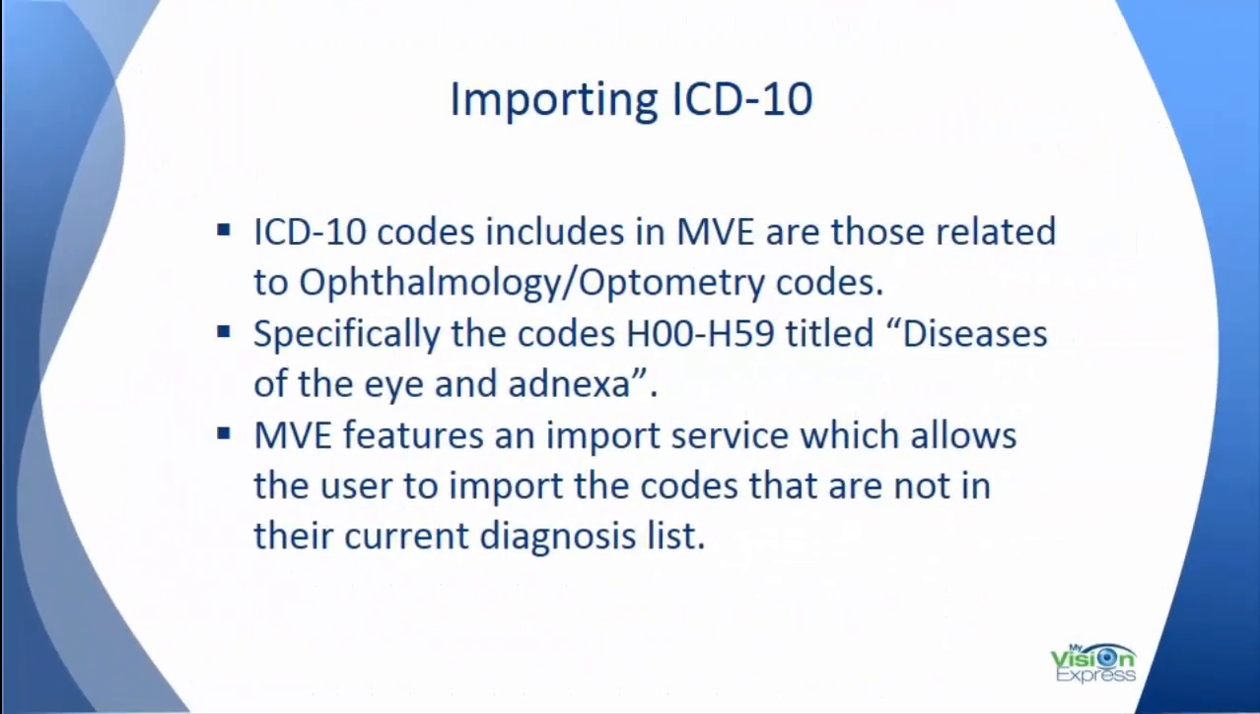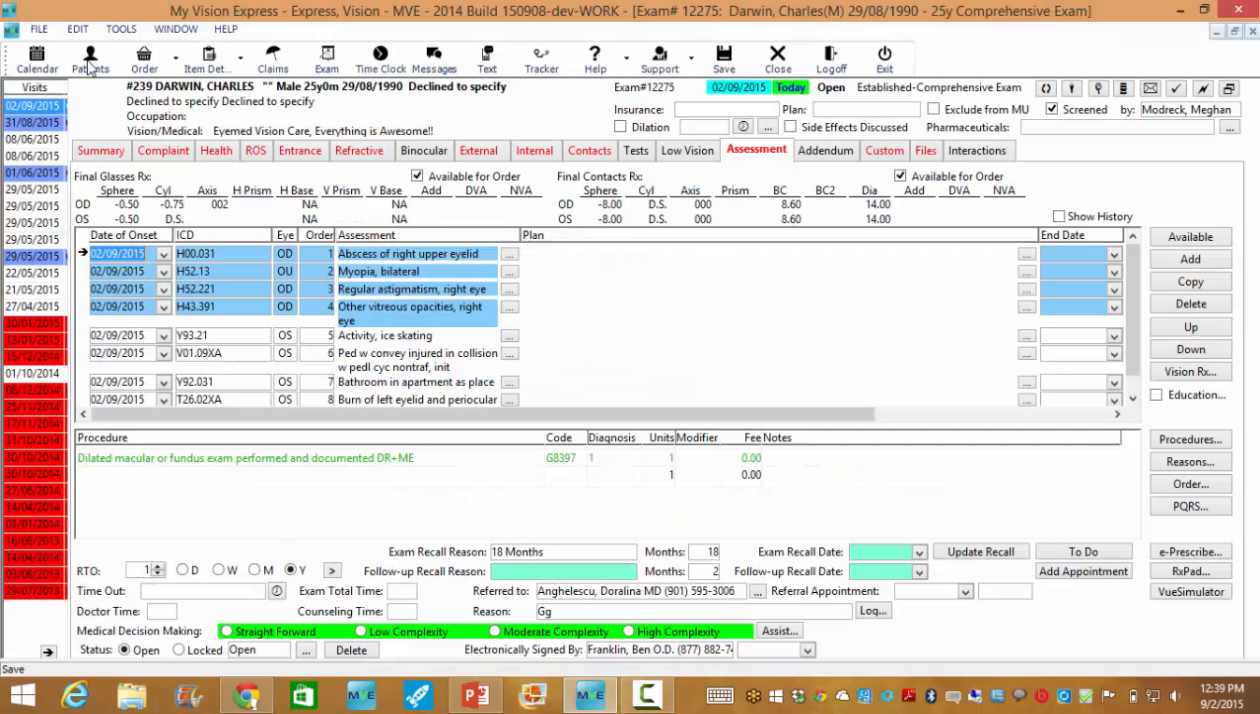Next thing I want to show you is I mentioned before that we're going to be importing all the ICD-10 codes that are related to optometry, ophthalmology, optical. We are not automatically importing all 68,000 ICD-10 codes because you may not need all of them. So we give you the leeway of importing the ones that you do need. That way you're not going through all these different diagnoses, which would make it more difficult to filter through all 68,000.